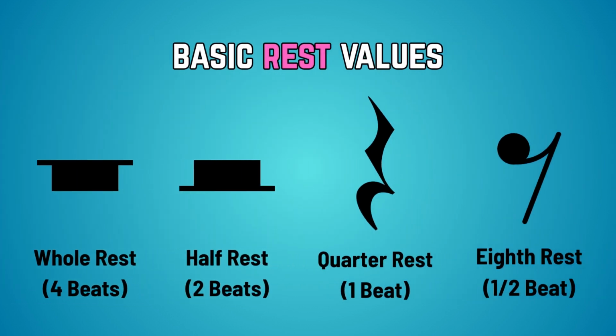A rest tells a musician to remain silent for a specific amount of time. Each rest has the same duration as its matching note value. A whole rest lasts for 4 beats. A half rest lasts for 2 beats. A quarter rest lasts for 1 beat. An eighth rest lasts for half of a beat.